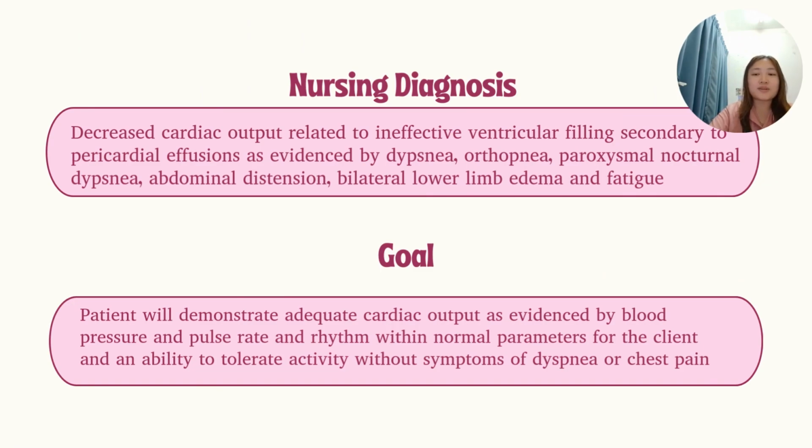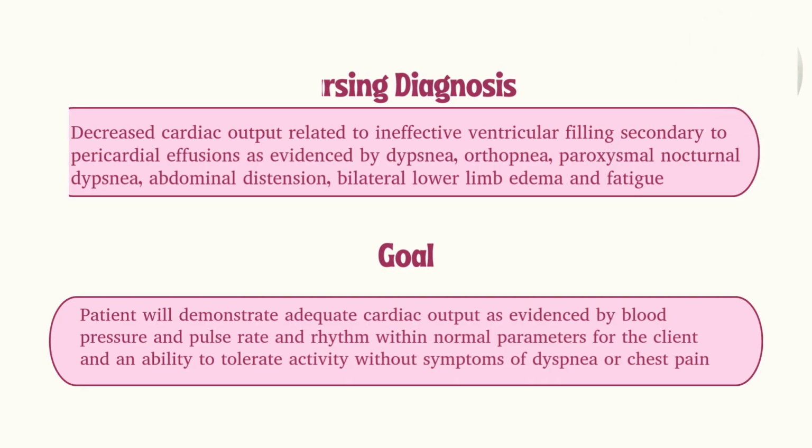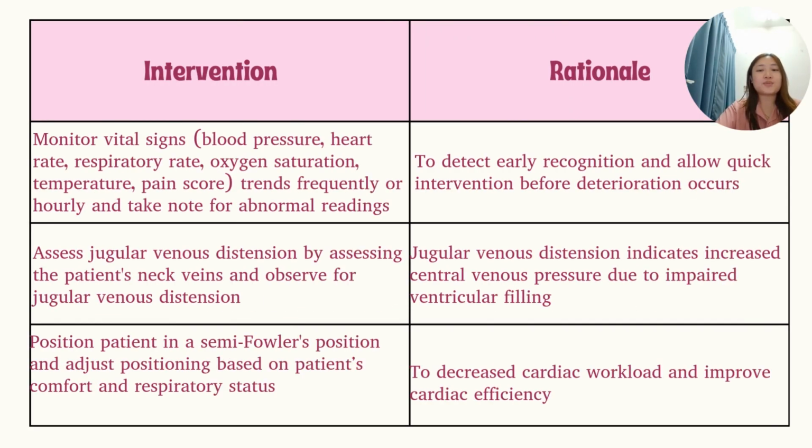The goal is the patient will demonstrate adequate cardiac output as evidenced by blood pressure and pulse rate, and also the rhythm within normal parameters for the client, and the ability to tolerate activity without symptoms of dyspnea or chest pain. The first intervention is to monitor vital signs such as the blood pressure, heart rate, respiratory rate, oxygen saturation, temperature, and also the pain score trends frequently or hourly, and take note for abnormal readings. This is for early recognition and to allow quick intervention before deterioration occurs.